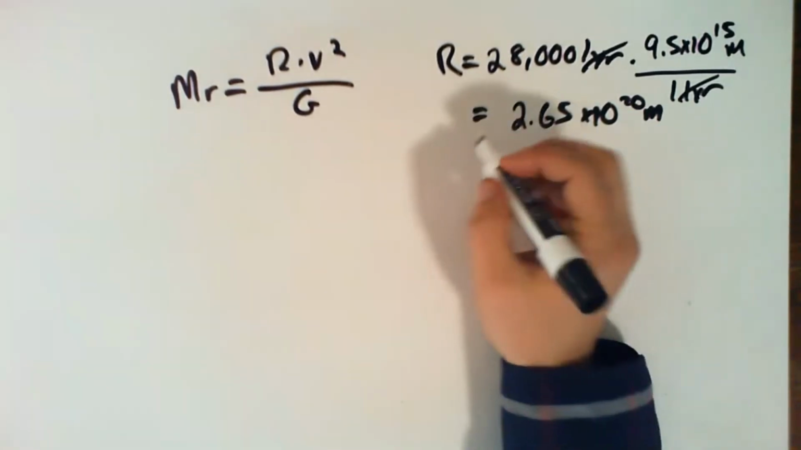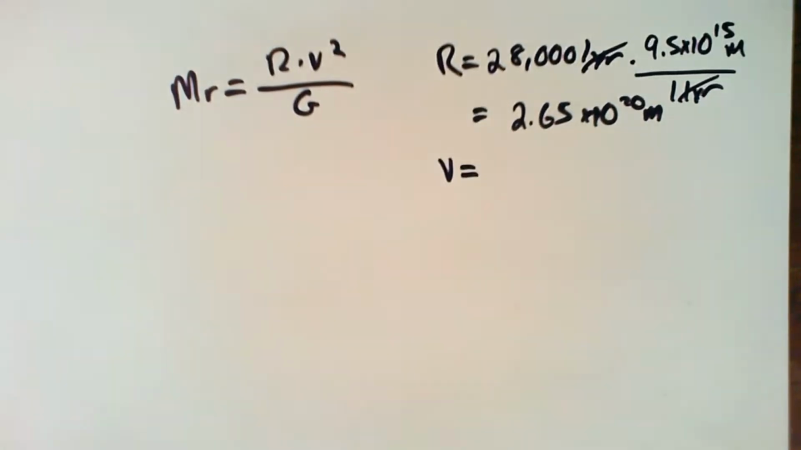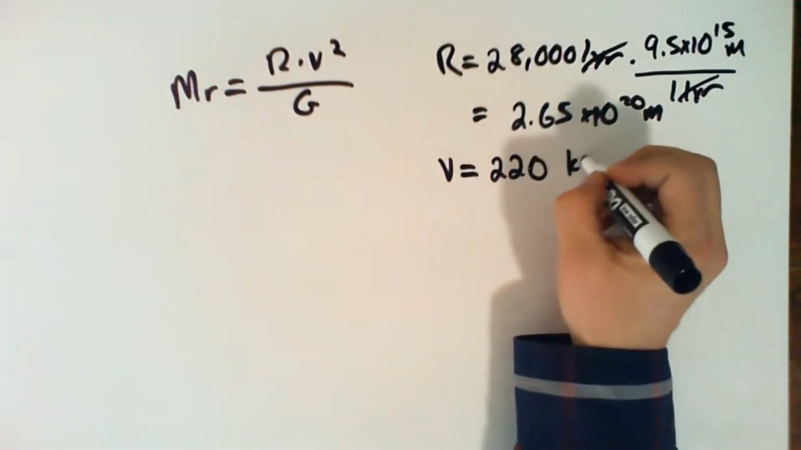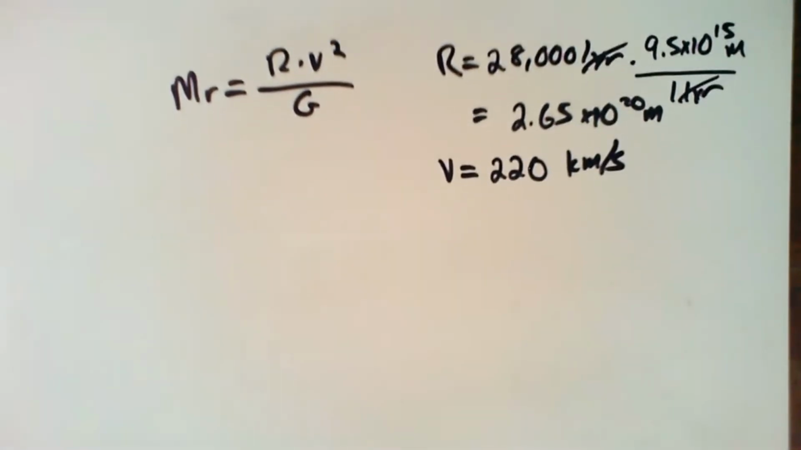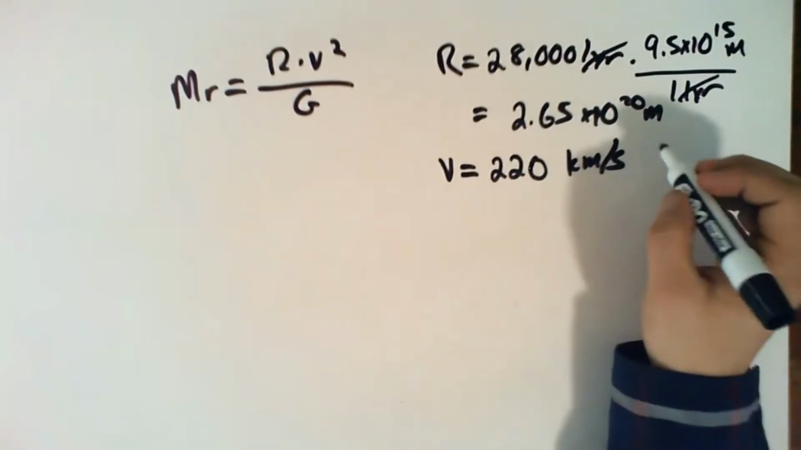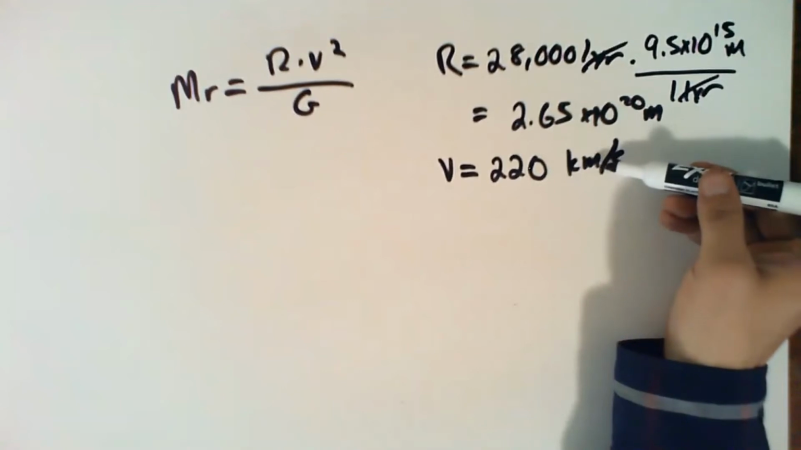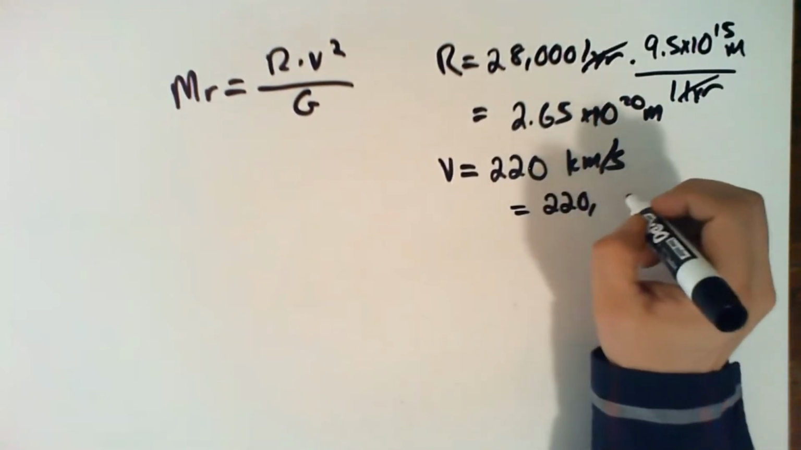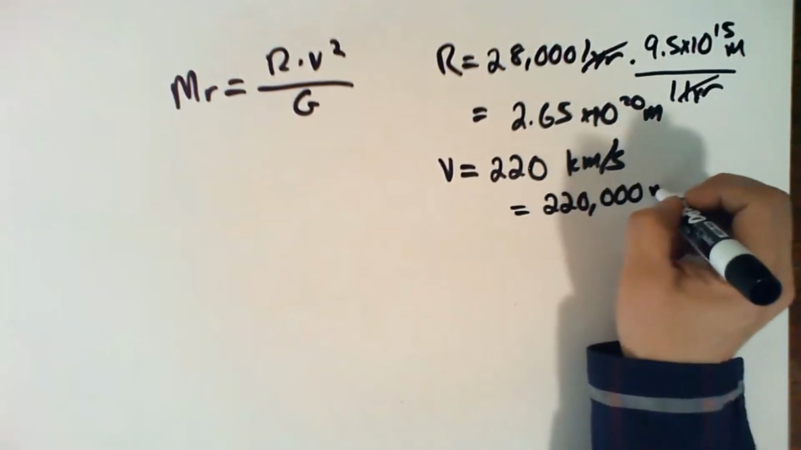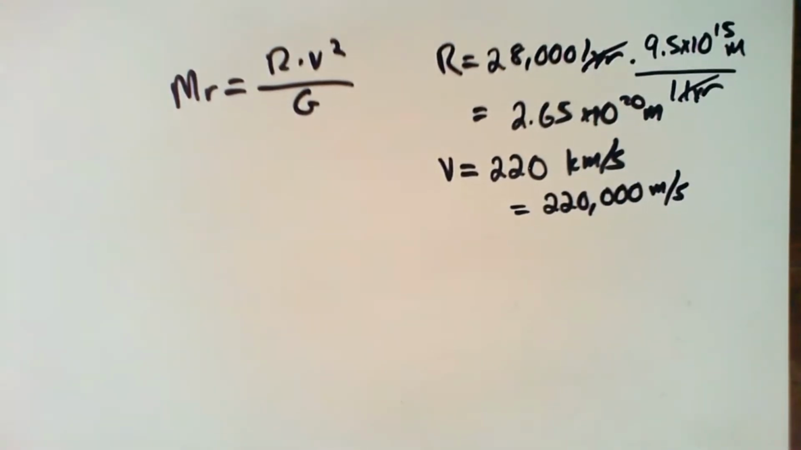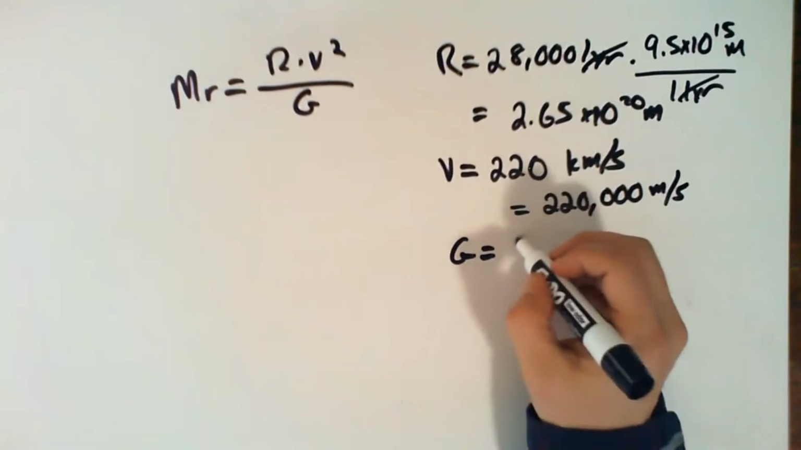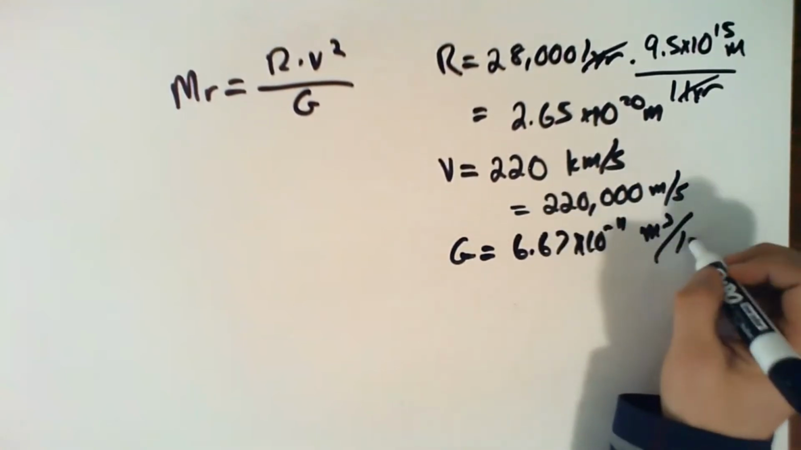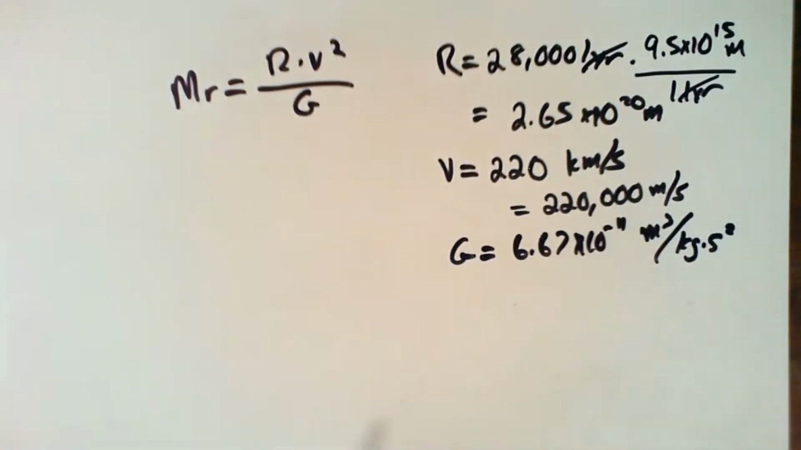Okay, we also need to know the Sun's orbital velocity about the galaxy. That number is 220 kilometers per second. Again, we want meters here. There are 1,000 meters in a kilometer, so you just need to multiply this by 1,000. This is 220,000 meters per second. Easy. And if you remember, G is 6.67 times 10 to the negative 11 meters cubed per kilogram times second squared. Great.